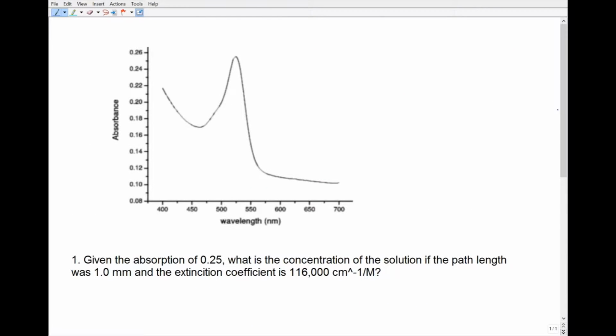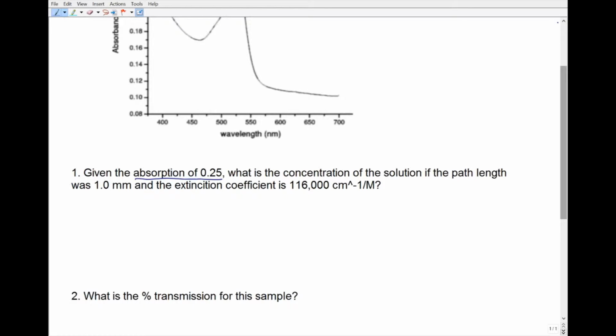Now let's do an absorbance practice problem. We've been given this graph of absorbance versus wavelength, and the peak absorbance is somewhere around 0.25. That's where the value comes from below. For the first part, we've been given the absorbance of 0.25, a path length of 1 millimeter, and an extinction coefficient of 116,000 per centimeter molar. You should recognize that what we need to solve for the missing quantity, concentration, is Beer's law.